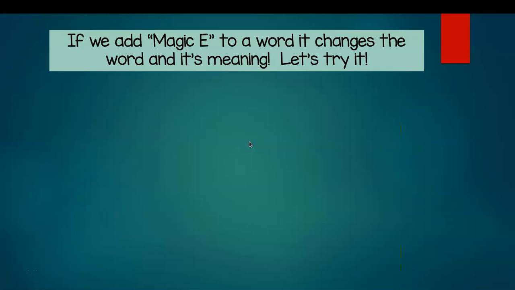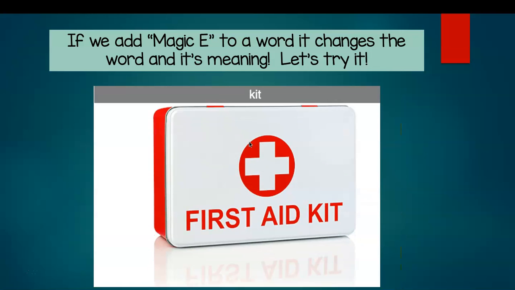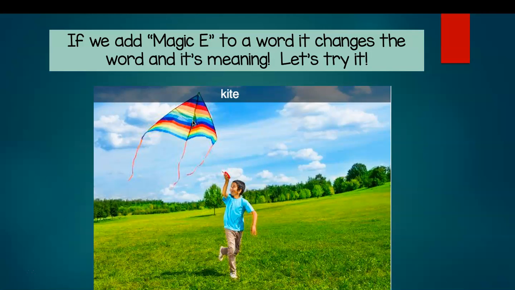Let's try another one. Here's a sneaky magic E word. Kit. I had to get a Band-Aid from my first aid kit. But if I put a magic E at the end, I say the word different, and it means something totally different. What word is this? Kite. Good. I flew my kite on the windy day. So friends, remember the magic E makes the vowels say the name. It changes the way we say the word, and it changes what the word means too.